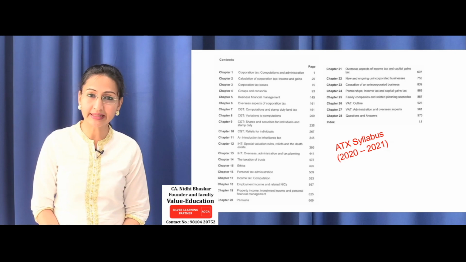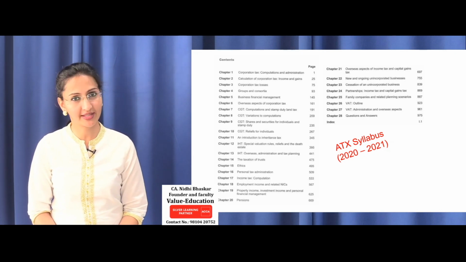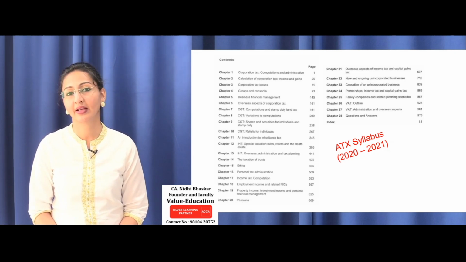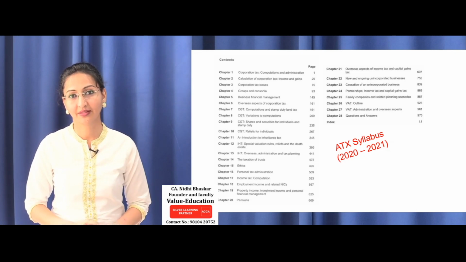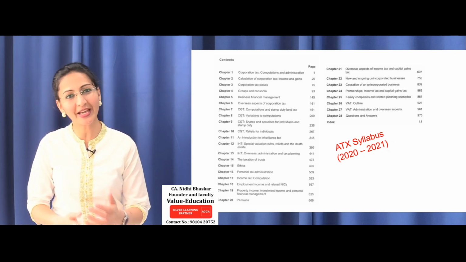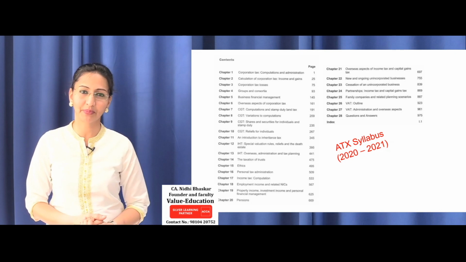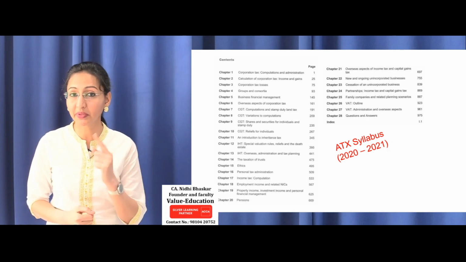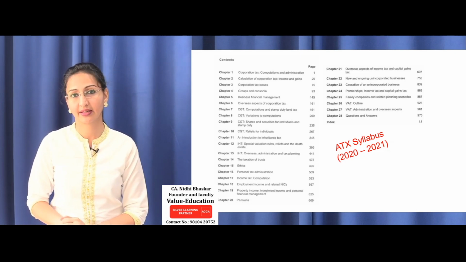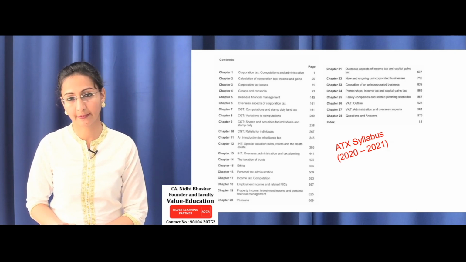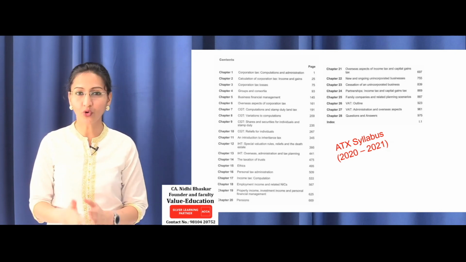So some pre-read, some pre-knowledge of F6 is assumed to handle ATX. The examiners also assume that you must have some pre-knowledge from the taxation paper, the F6 paper. That brings a challenge here with ATX. So you have to be very careful with this. These are the 4 choices.